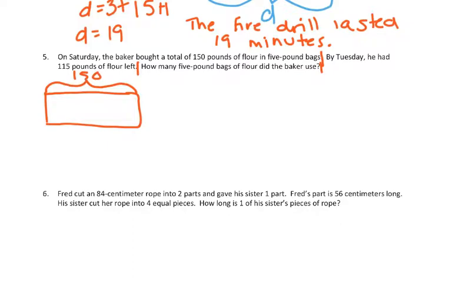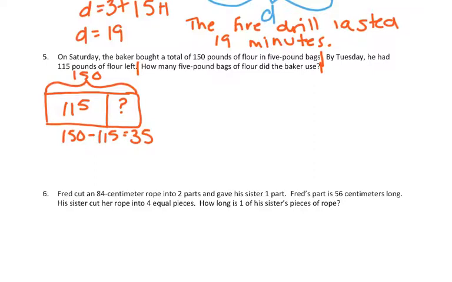Now, by Tuesday, he had 115 pounds left. So we're trying to first figure out what this is, how much he used. So to do that, we can do 150 minus 115, and when we do that, we will get 35. So by Tuesday, the baker used 35 pounds of flour.